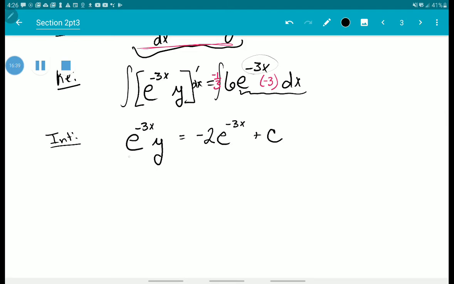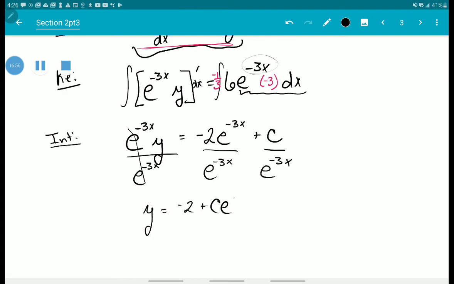So now let's get y by itself. We're going to divide by e to the negative 3x. So we're going to get y is equal to negative 2 plus c e to the 3x. So there's our final answer.